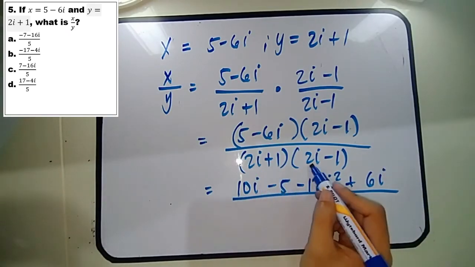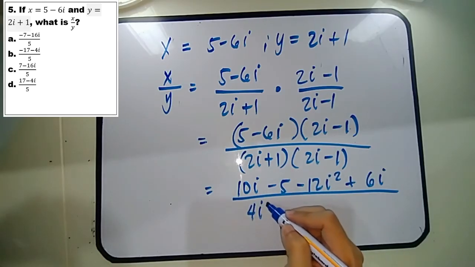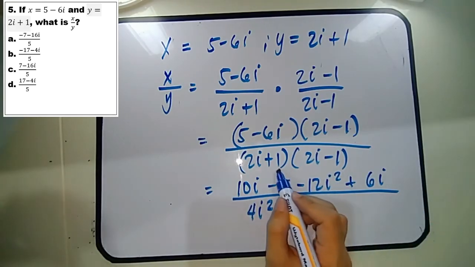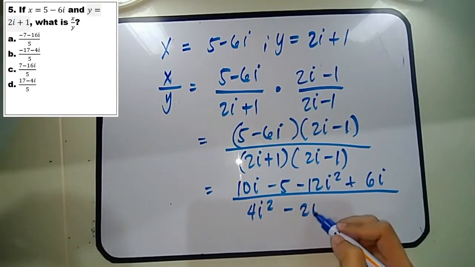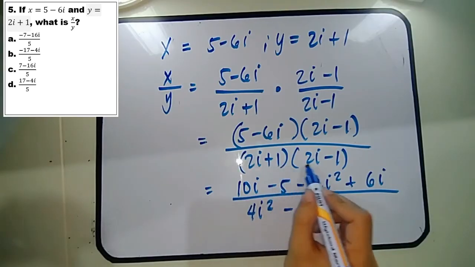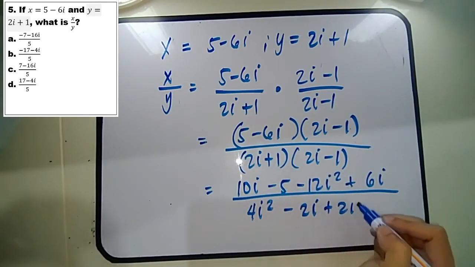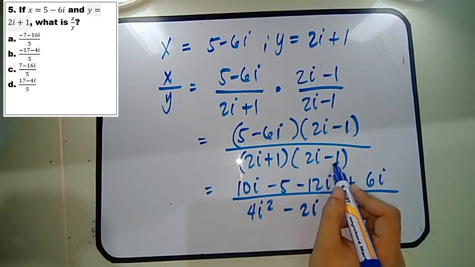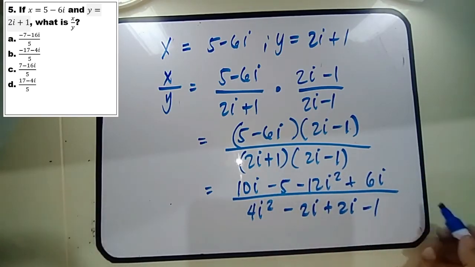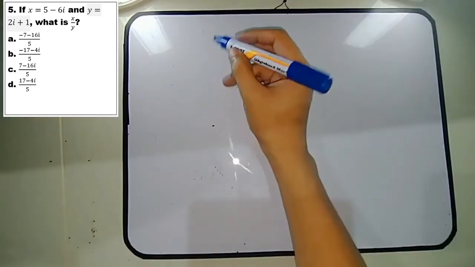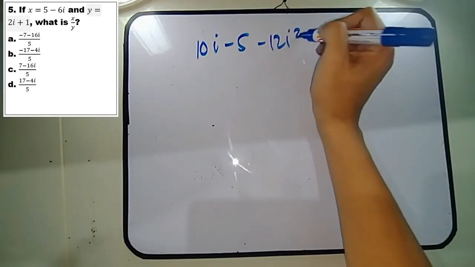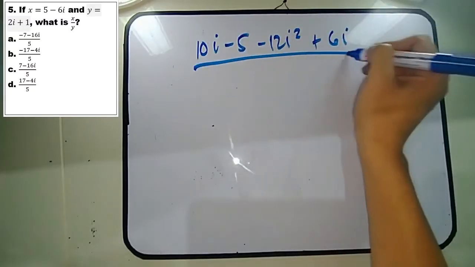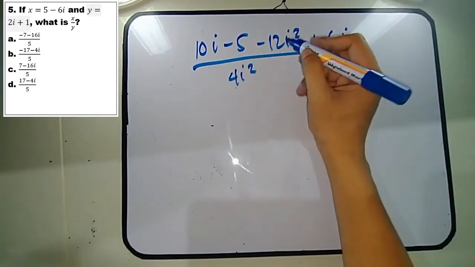2i times 2i, this is 4i squared. Okay? So here we have 2i times negative 1, so this is negative 2i. Here we have 1 times 2i, so plus 2i. You have here 1 times negative 1, so this is negative 1. So this will cancel out. Then we just simplify this. So we have here 10i minus 5 minus 12i squared plus 6i all over 4i squared minus 1.